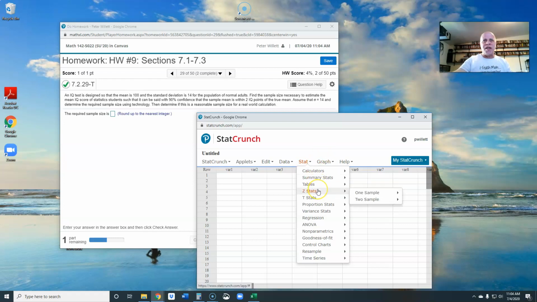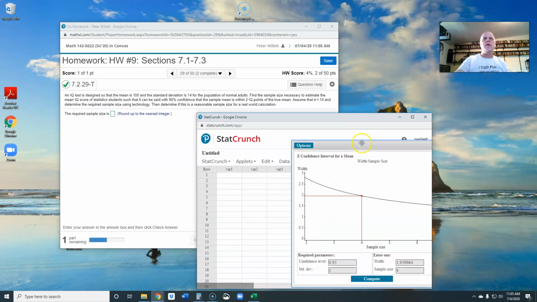I have a Z-stat calculation and I have a T-stat calculation. So if we know that sigma is 14, we would choose to do a Z-stat calculation. One sample. And then I have choices with one sample if it's a data with a summary, and then two that talk about the sample size. And so we want to use the with sample size calculator. And this little box comes up here. Let's see if I can make this larger.